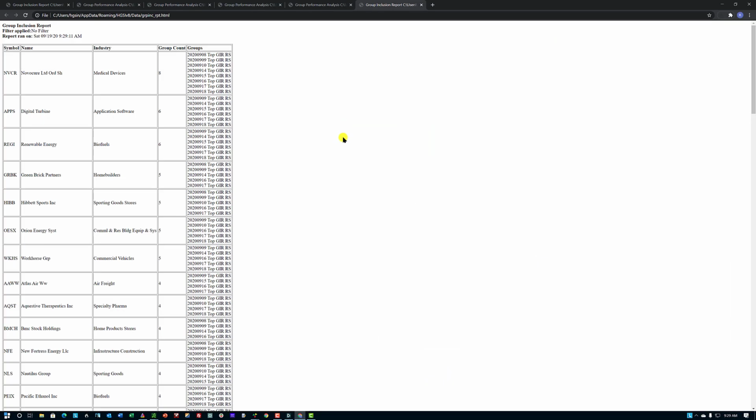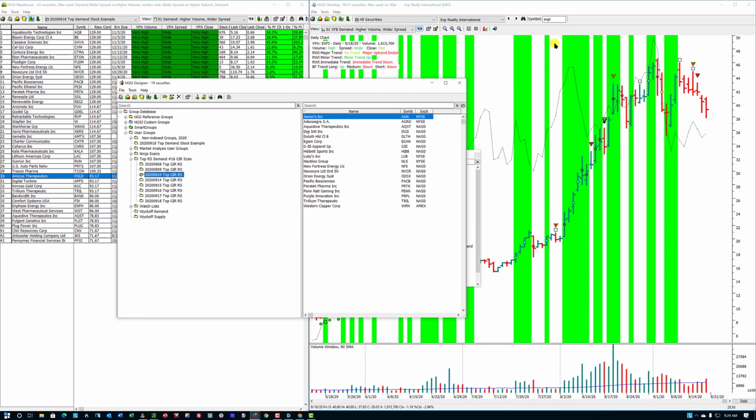And what I want to point out here is that the stocks that keep reappearing are the stocks that you really want to pay attention to. So you can see that NVCR appeared 8 times over these days. Apps, 6 times. Reggie, 6 times. Green Brick Partners, 5 times. Hibbett, 5 times, and so on. Let's go look at NVCR.